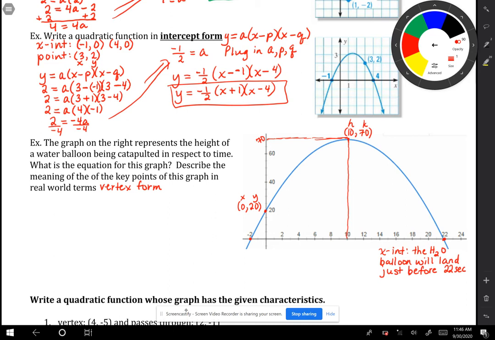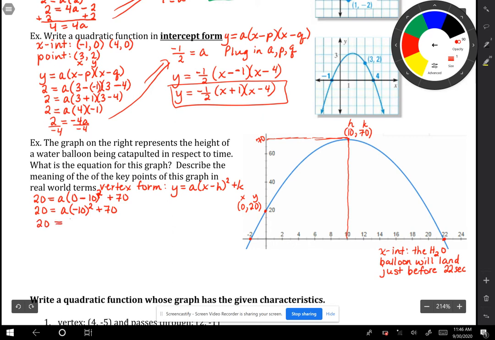So here, the vertex form is Y equals A times X minus H squared plus K. So we know some of the points. We've labeled them. So 20 is Y equals, we don't know A, we know X is 0, minus, we know H is 10, squared plus K. Now simplify the entire right side. Start in your parentheses. So -10 squared plus 70.